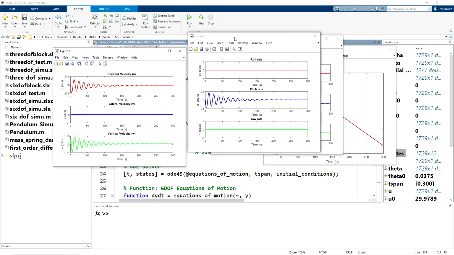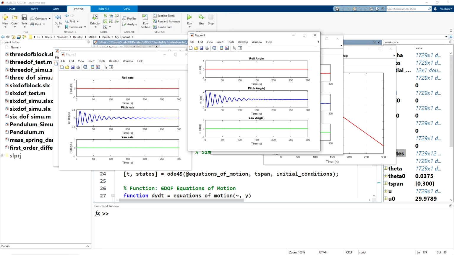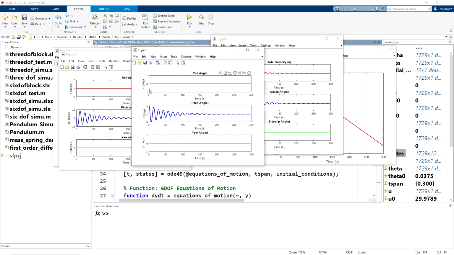Now going to plot number 2. There is no deviation in the lateral plots, so we again get pitch rate approximately equal to 0. And in figure 3 again, there will be no deviation in phi and xi. There will be deviation or oscillation in theta, which is stabilizing to approximately 1 degree.